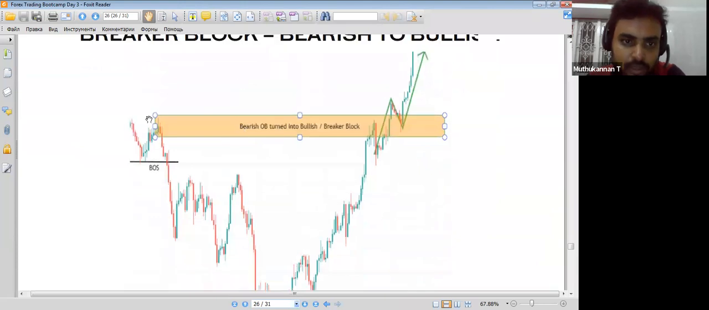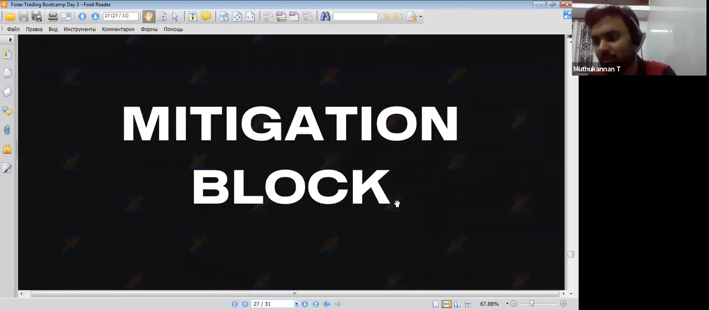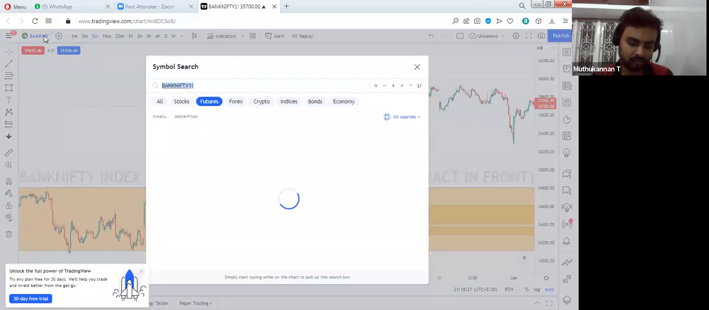So this is one more example. Order blocks broken, given some points, but when it's broken, it becomes a breaker block, right? So we have one more block called mitigation block. Now, before we continue with the mitigation block, I would like to tell you guys about shift in market structure.